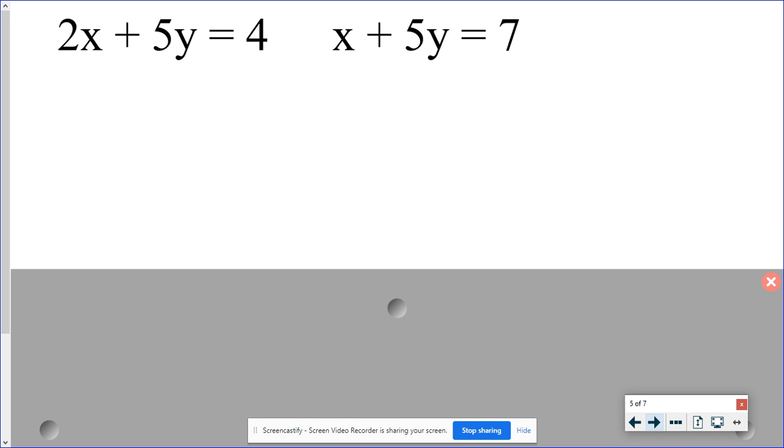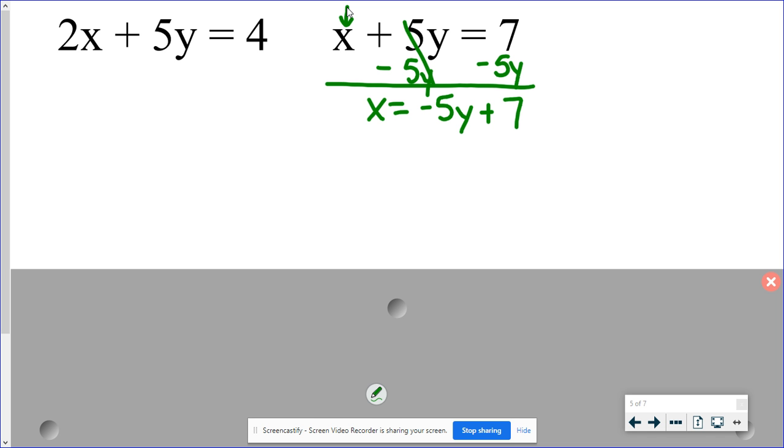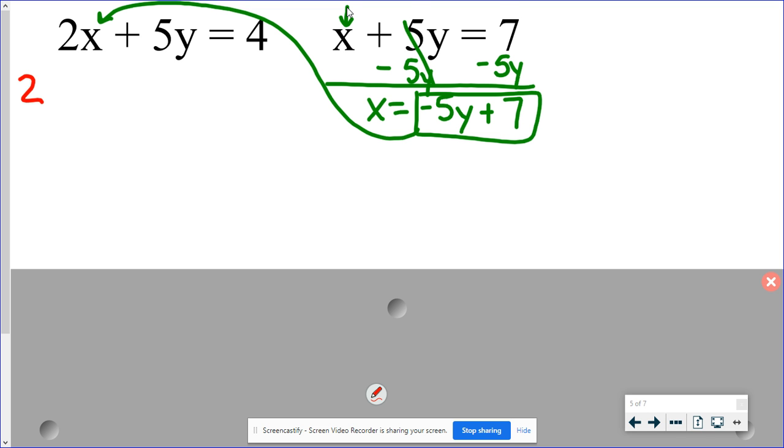In these two equations, I have a definite preference this time. Sometimes I'm like, we could pick this one, we could pick this one. I would absolutely pick this x right here because that's the only one that I don't have to divide with. So I would subtract 5y. X equals negative 5y plus 7. Remember, we like the y part first, or the variable part first. That's my x. It's going to go right there.